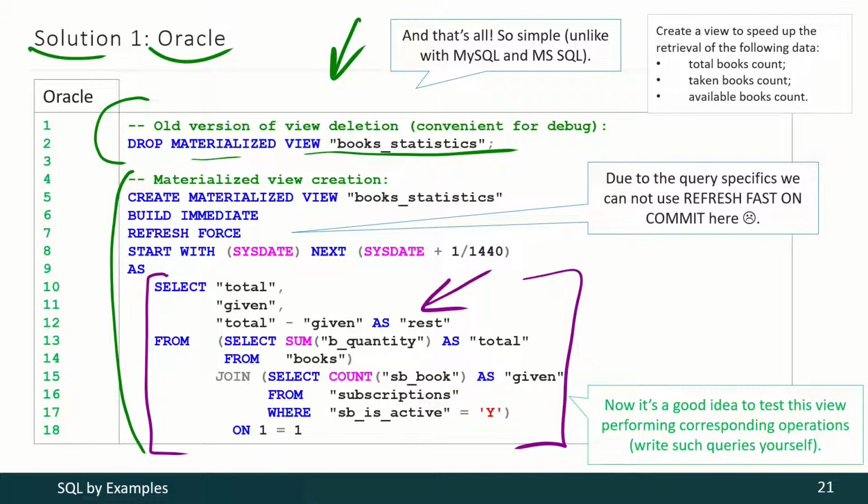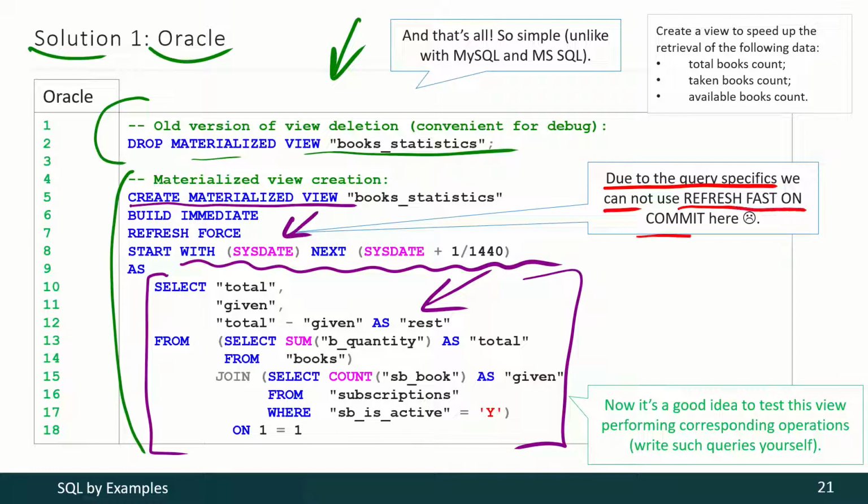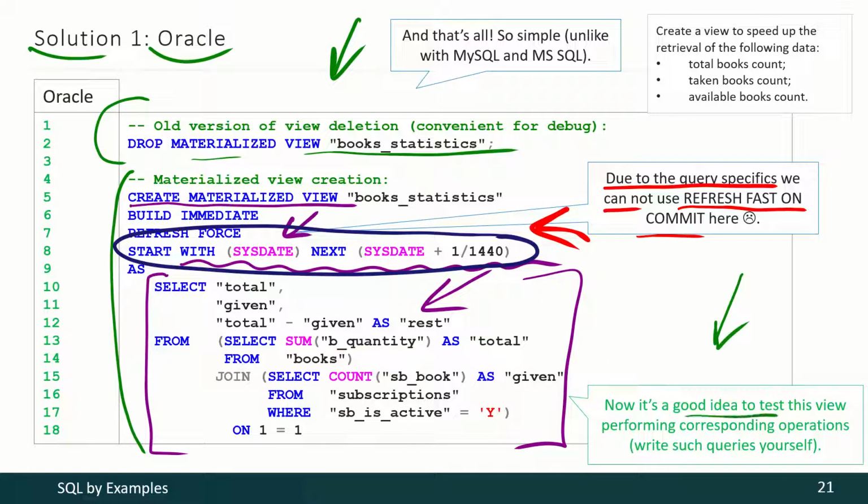Then we only have to tell the DBMS to create that materialized view, and we have to set several parameters about the update of that view based on a timeout. Unfortunately, due to some specifics, we cannot use that refresh fast on commit mode here. That's bad, but we still may use this approach to tell Oracle to update this view automatically. And once again, it's a good idea to test this view performing all corresponding operations on your local copy of Oracle.